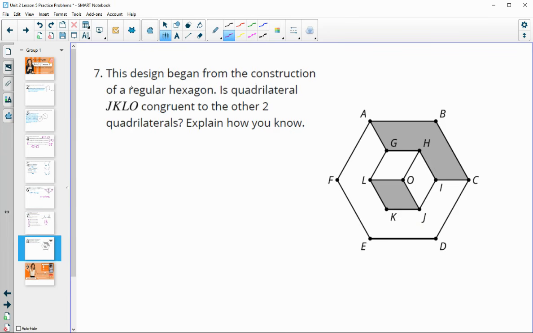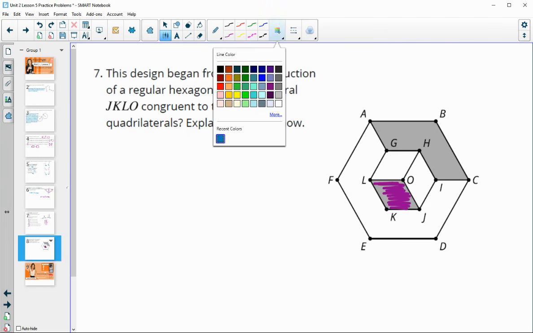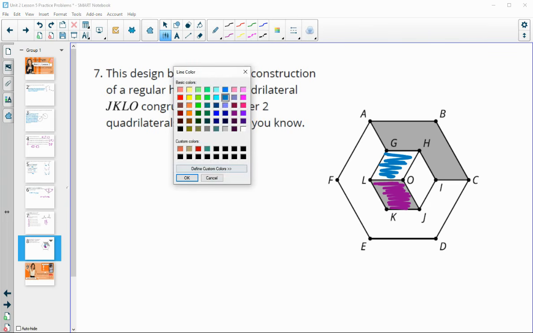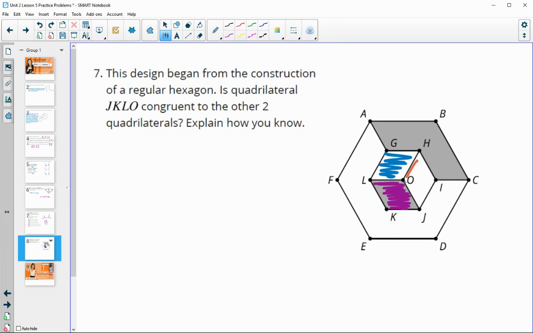And then number 7, this design began from the construction of a regular hexagon, so we know all the sides and angles are the same. Is quadrilateral JKLO, so this shaded quadrilateral here, congruent to the other 2 quadrilaterals? So is it congruent to this one and this one is what they're asking us. Okay, and that's yes, it is.